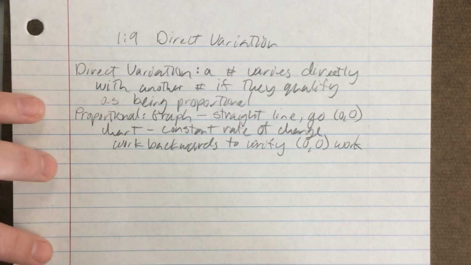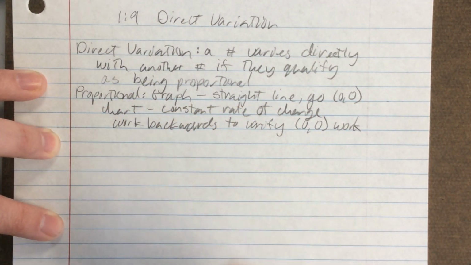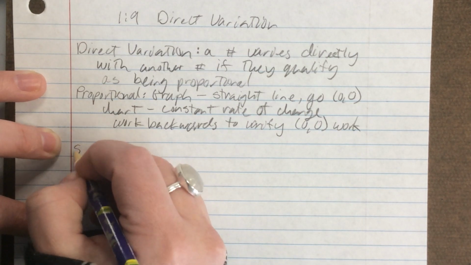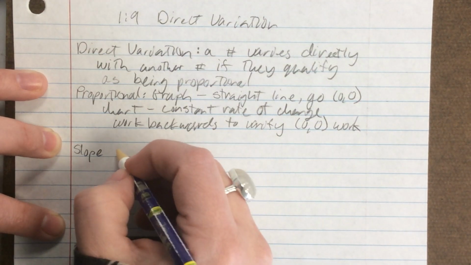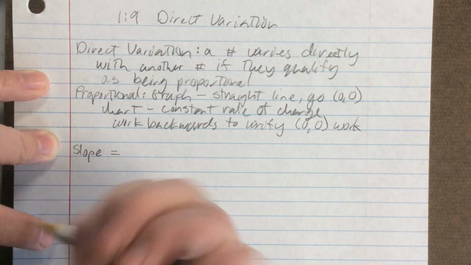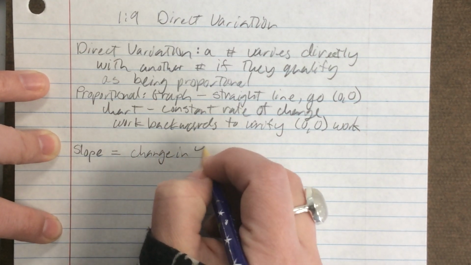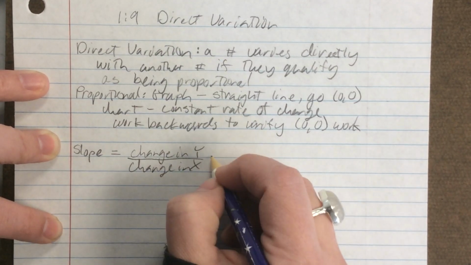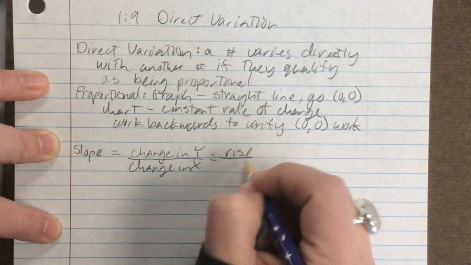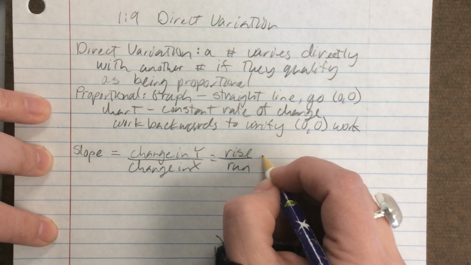Okay, so remember yesterday, or last lesson, we talked about slope. So let's remember what slope is, because that really is our measure of our constant rate of change. So remember, it's the change in y over the change in x, or the rise over the run. Okay, both very important ways to think about it. And so this is our constant rate of change.